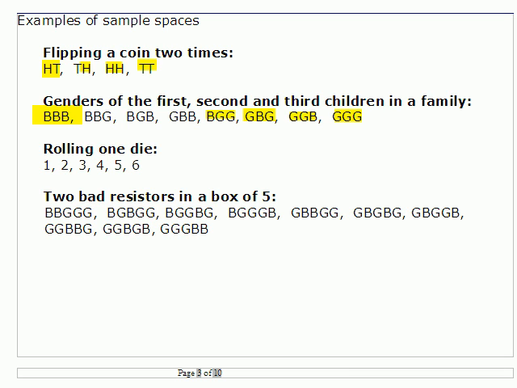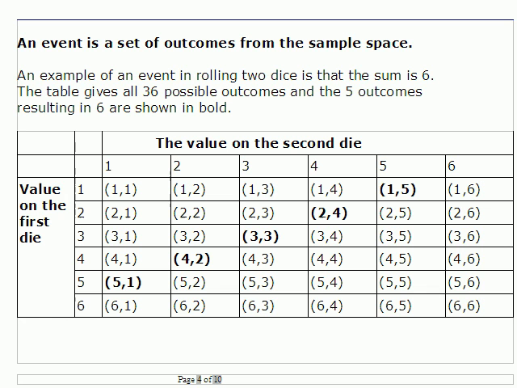And rolling one die, it's 1, 2, 3, 4, 5, 6. That's it. Say you have a box of 5 resistors, and you got 2 bad ones in there. So that's simple. You could have 2 bad ones right at the first, 2 bad ones right at the end, or they could be scattered throughout the box.